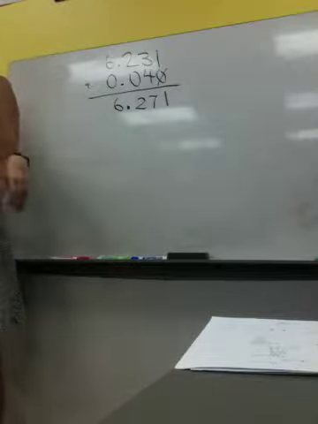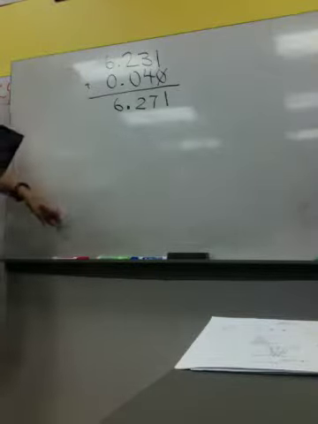Alright, Jamaica, example B. It says 6.23 minus 0.044. How do you want me to do it? Sorry, minus. I don't know if I said minus or not, but 6.23 minus 0.044. How am I going to do it? How do you want me to line it up and write it out? 6.23 minus 0.044. I just want to make sure that we all see it.